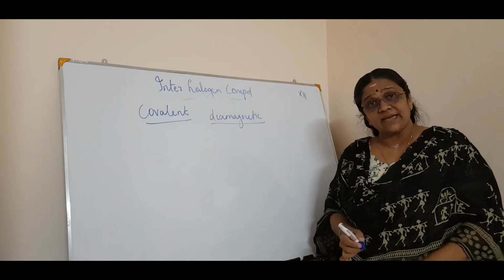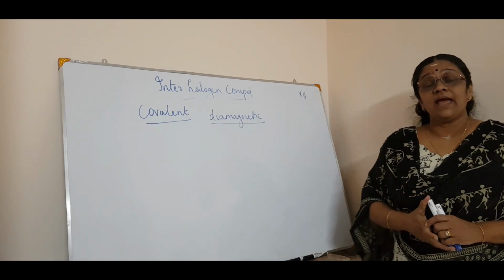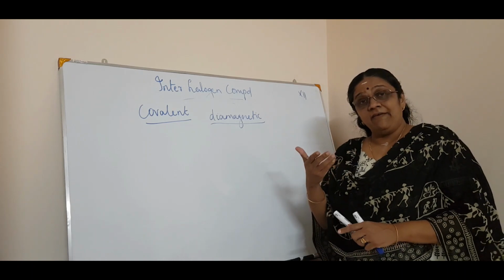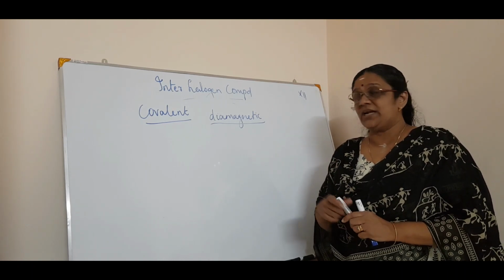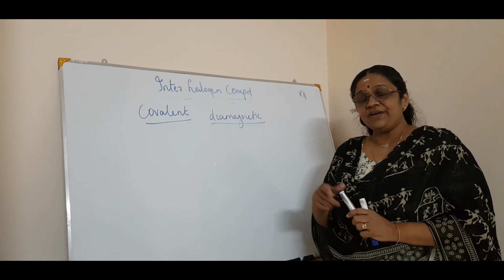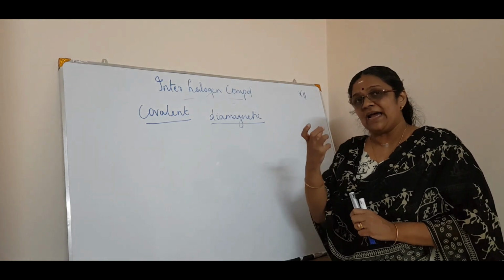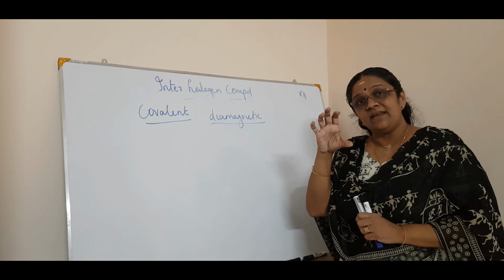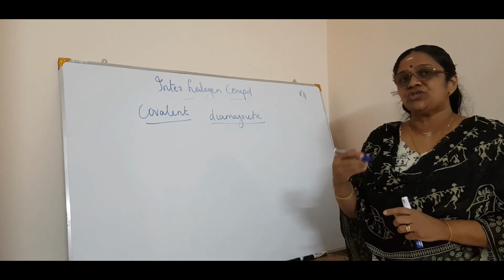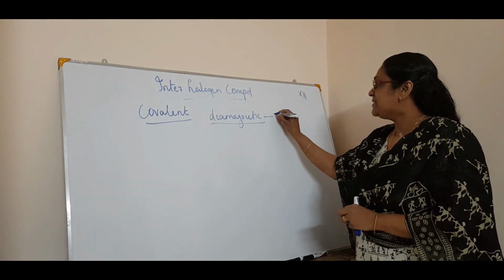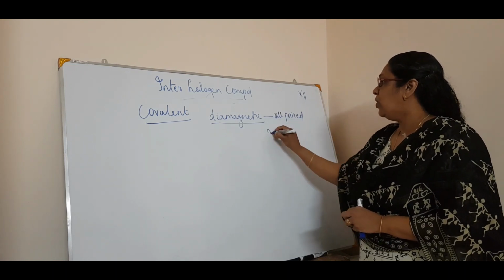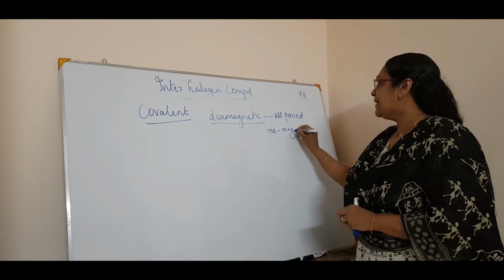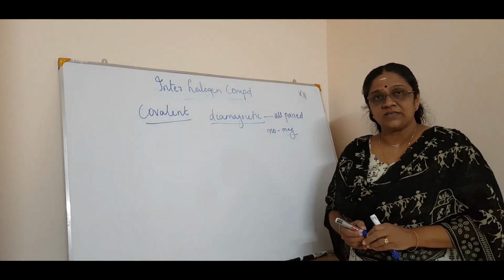What do you mean by diamagnetic? Diamagnetic means they have paired electrons, isn't it? So they don't show magnetism. If some compound is paramagnetic, that means they contain unpaired electrons, so they will show magnetism. So this means all paired. All paired, so it won't show any magnetic property. Okay, that is the meaning of that.